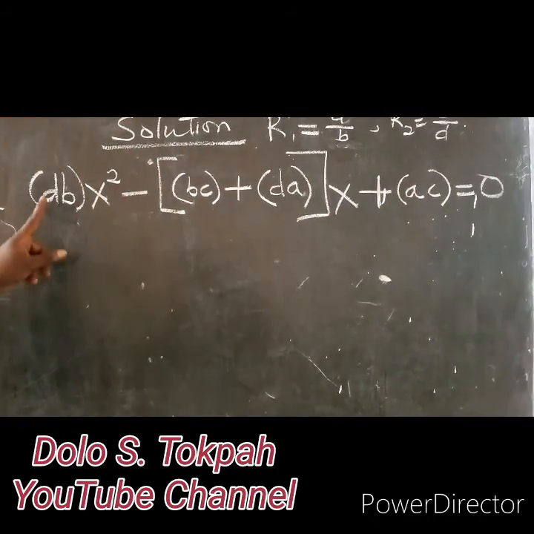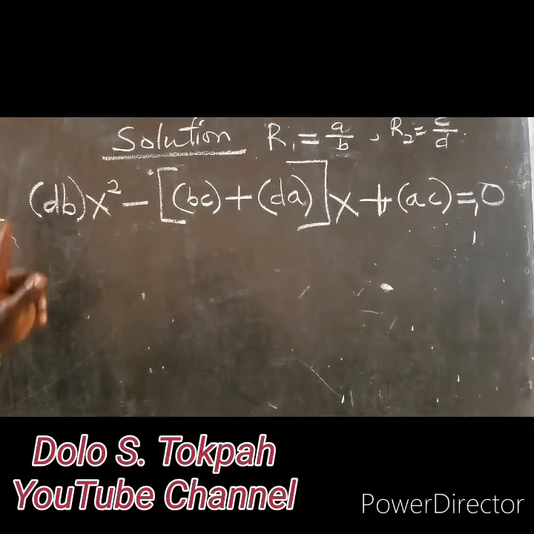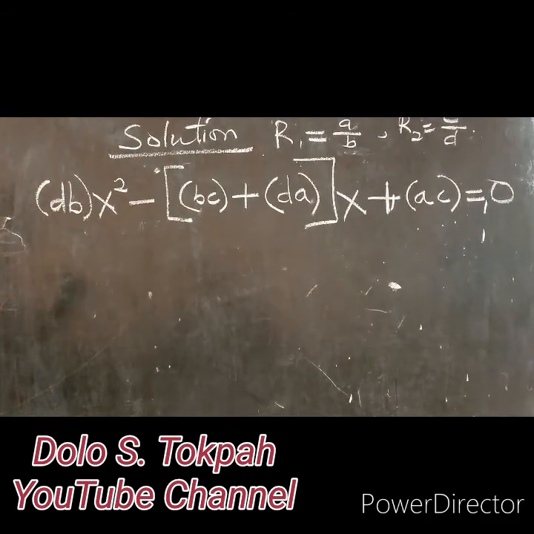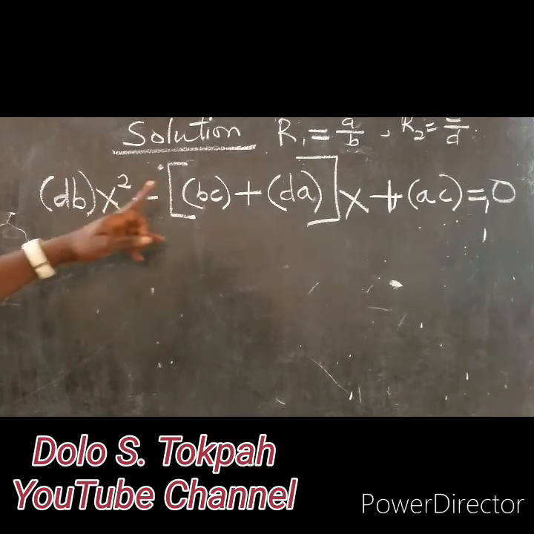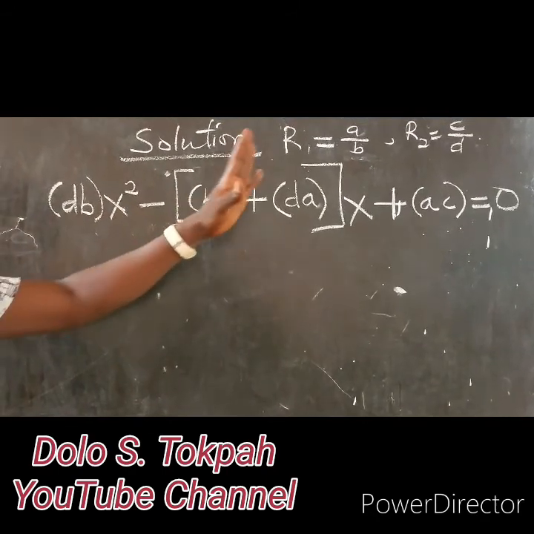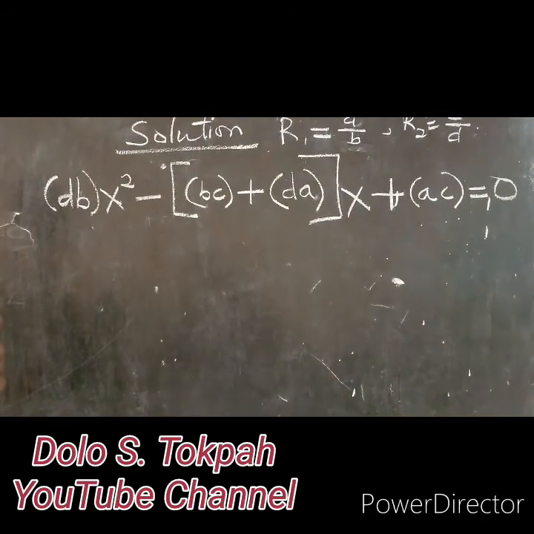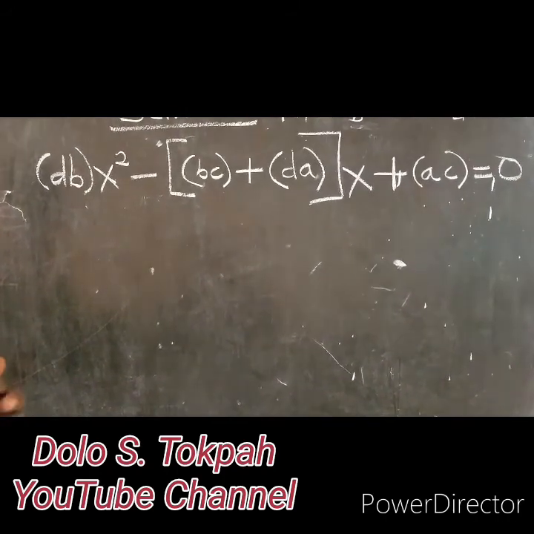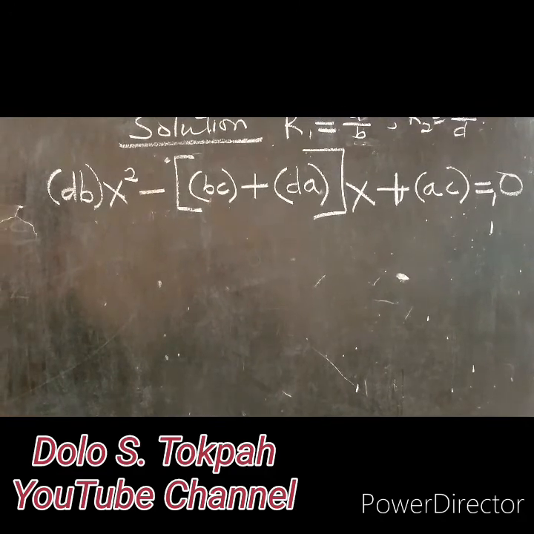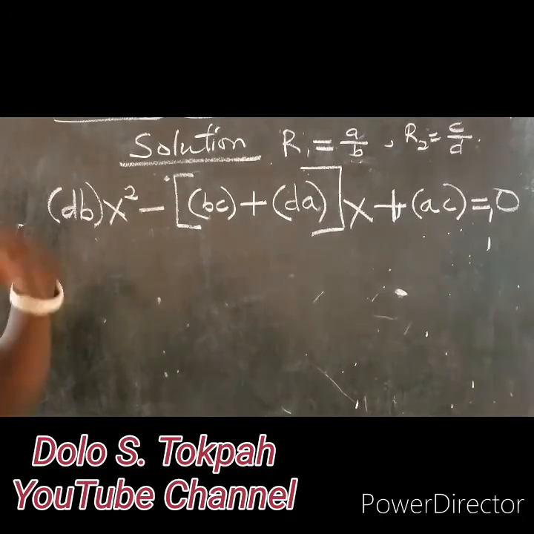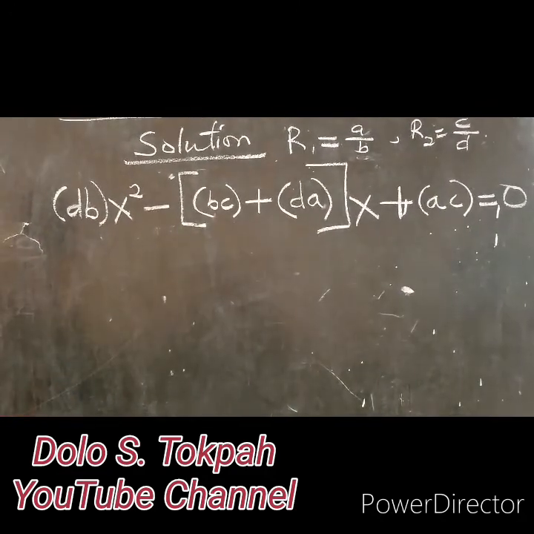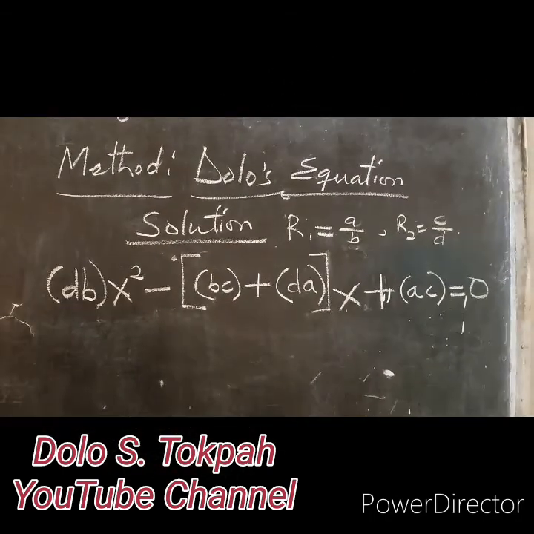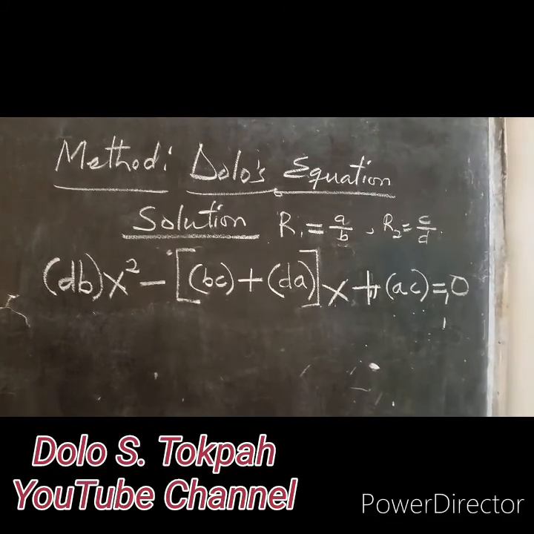Like I said, D is the denominator of the second root, B is the denominator of root 1, and A is the numerator of root 1, likewise C is the numerator of root 2. So this is the Dolos equation. You can use the equation to find the quadratic equation on any given roots. So let's keep solving our problem.